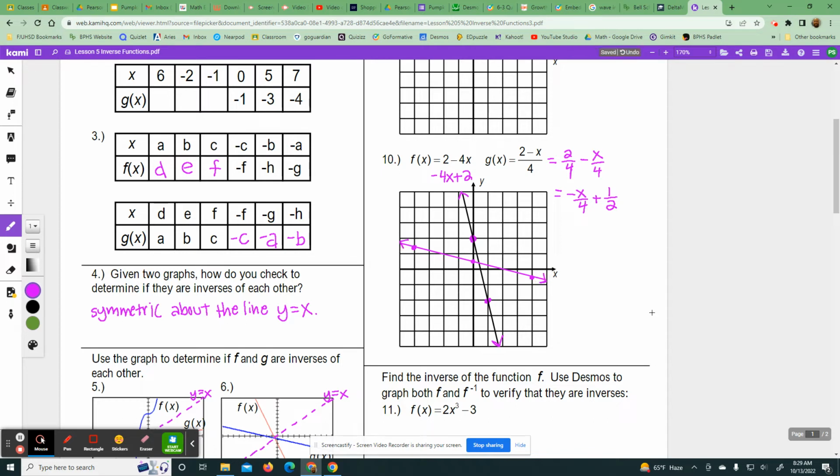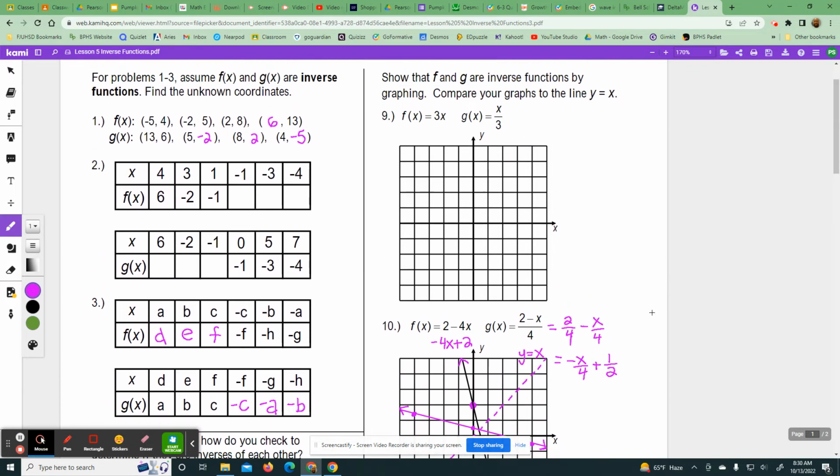Okay. And then we want the line y equals x, which is just corner to corner. Okay. y equals x. So if we folded it right there, this part is going to line up. This part will line up here. And so they are inverses.